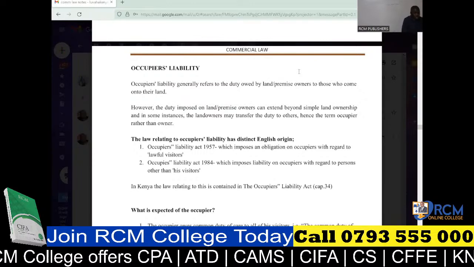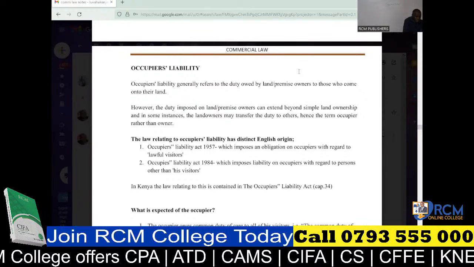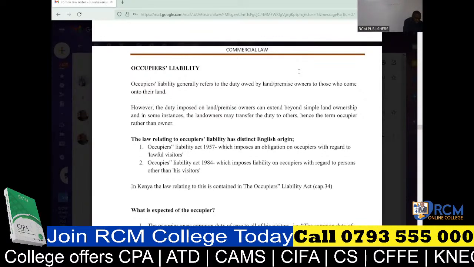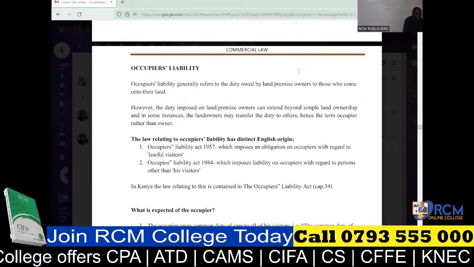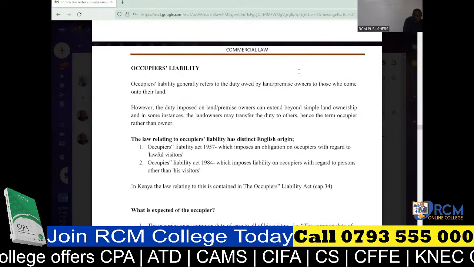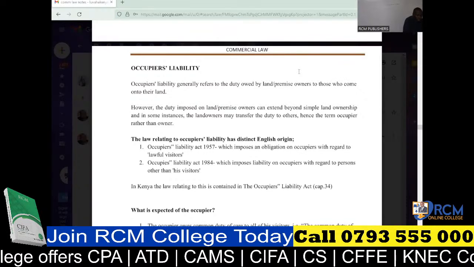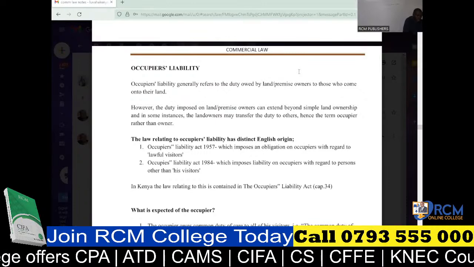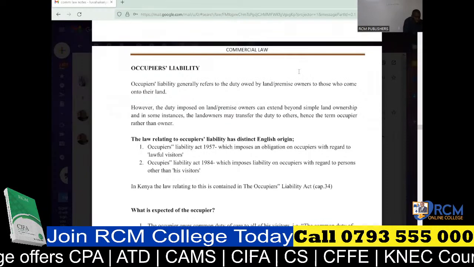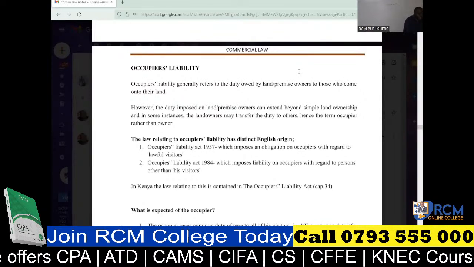So occupiers' liability generally refers to the duty owed by land or premise owners to those who come onto their land. It is very important you know that we are talking about the duty owed by those who own, the duty they have to those who come to their land. So those who own, what duty do they have to those who come to their land?